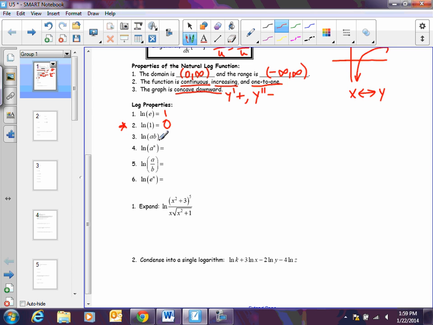Okay, the next property is more of an expansion property. Natural log of a times b would be the natural log of a plus the natural log of b. So notice that I'm taking natural log of a product, and that's a sum of 2 logs. What about 4? How do you think we can rewrite 4? Bring the n to the front. If we have an exponent on the argument of the log, that can become the coefficient.